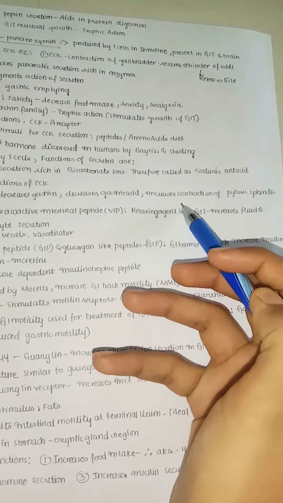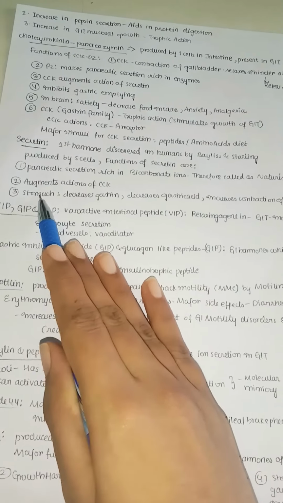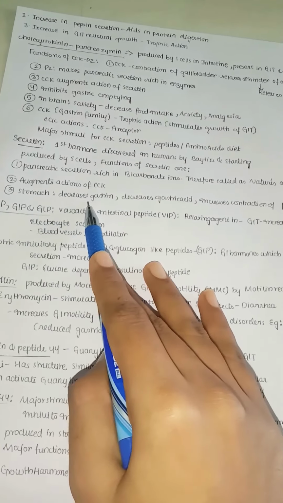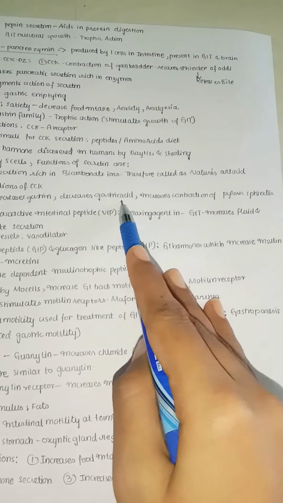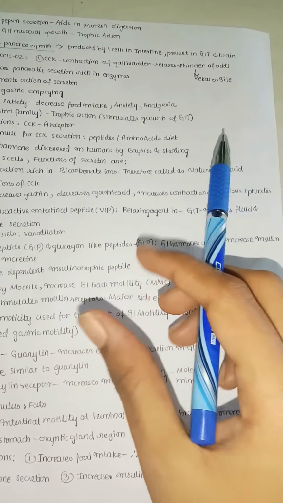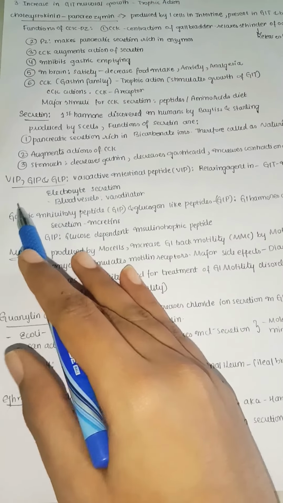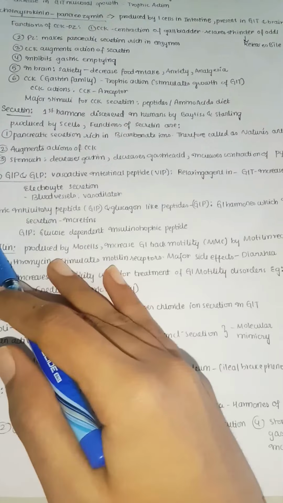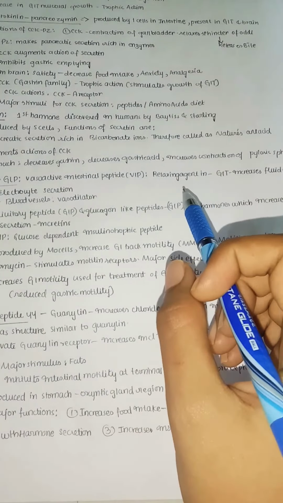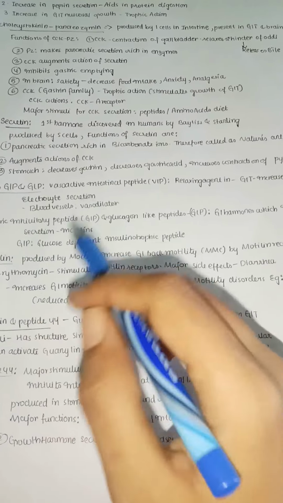And it increases contraction of the pyloric sphincter. Actually, secretin does these things in the stomach. Secretin decreases the gastrin in the stomach, secretin also decreases the gastric acid production, and secretin increases the contraction of the pyloric sphincter in the stomach. Now let us see VIP, GIP and GLP. So VIP, vasoactive intestinal peptide, is mainly a relaxing agent in the GIT. It increases the fluid and electrolyte secretion.